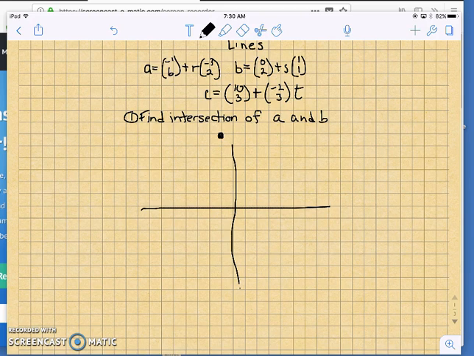So we go, oh, my bad. That is supposed to be 3, negative 2. So we go over 3, down 2, over 3, down 2, over 3, down 2. And we have our first line here.